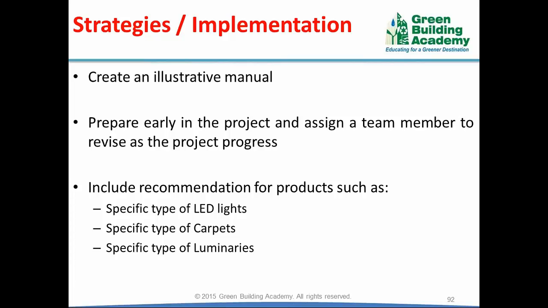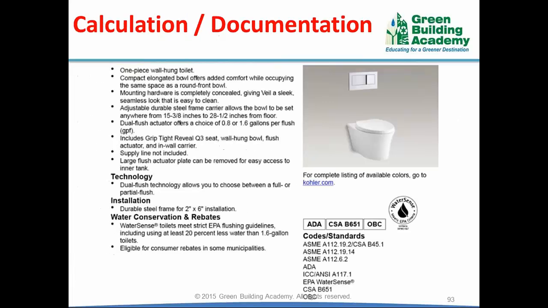You can include recommendations for products like a specific type of LED lights, a specific type of carpets which may have less VOC content, less formaldehydes, or specific types of luminaires which will result in energy savings. So basically you are describing the sustainable features of your project, and the strategies that you adopted to get your building or project certified. Now your tenant can make use of it.